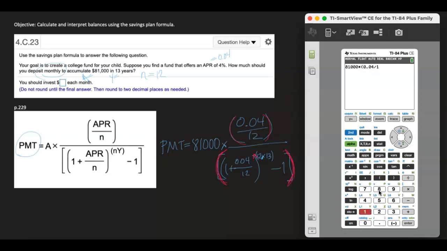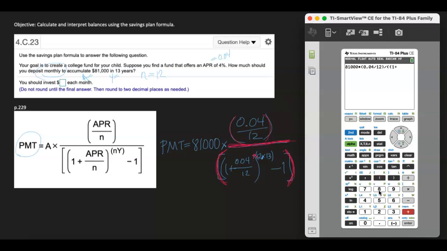I'll divide by 12. Okay, so that's the numerator. Everything's good there. And then divide. This division bar is related to the division bar we see here within the fraction. Okay, and then 2 parentheses, because there's the pink one and then there's the inner blue one.